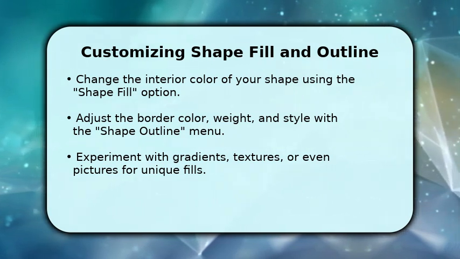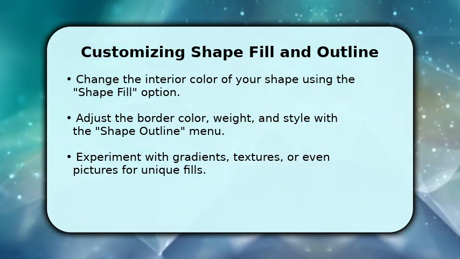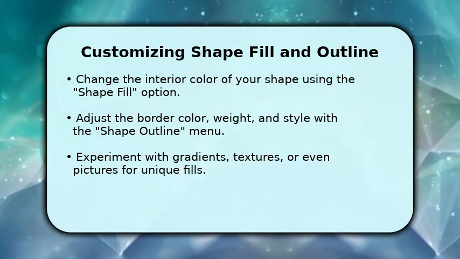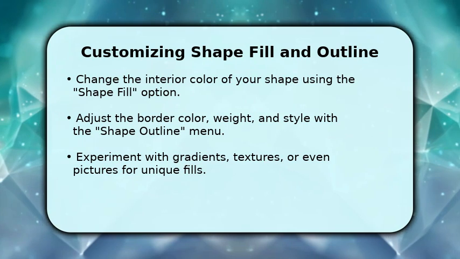For the border, the Shape Outline menu lets you adjust its color, weight, from 1/4 point to 6 points, and style, including dashes or arrows. Feel free to experiment to find the perfect combination.